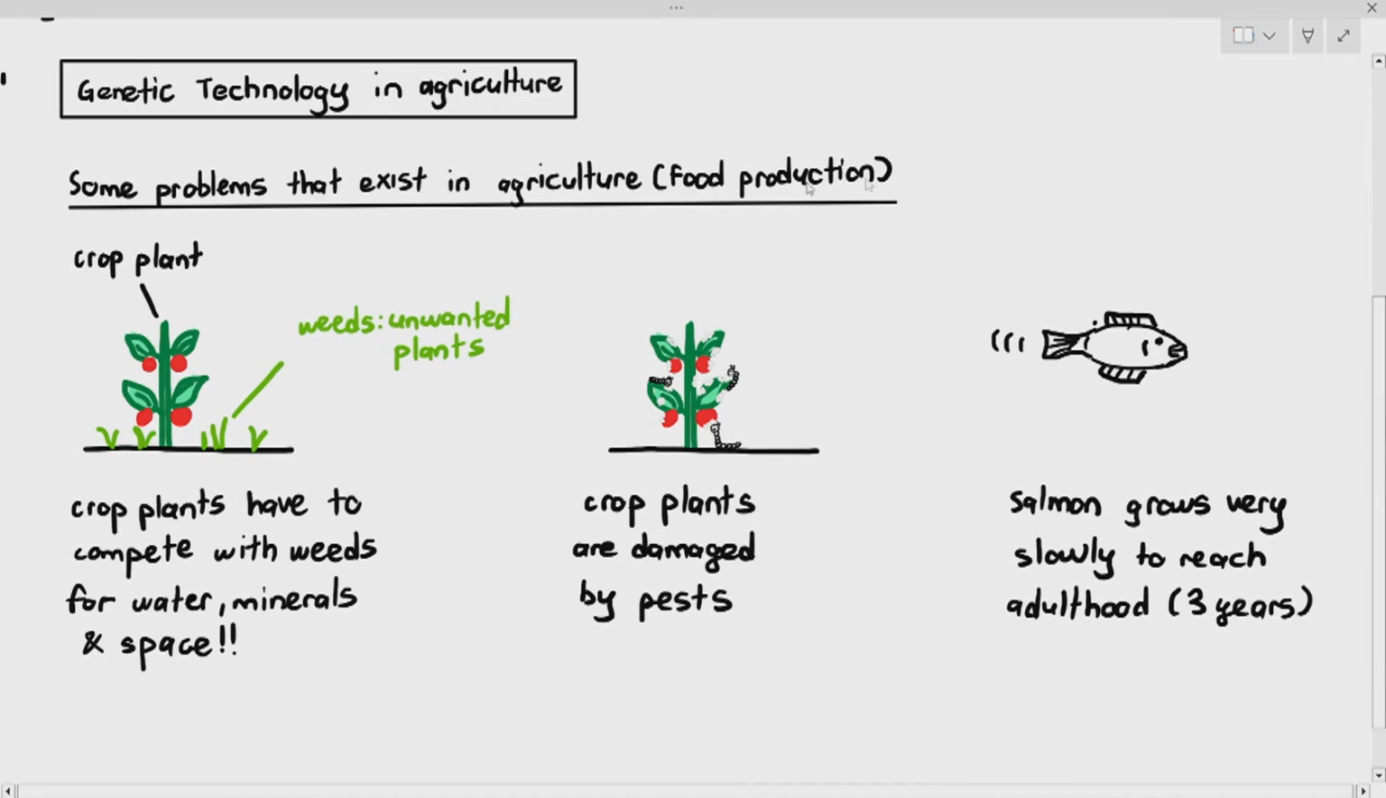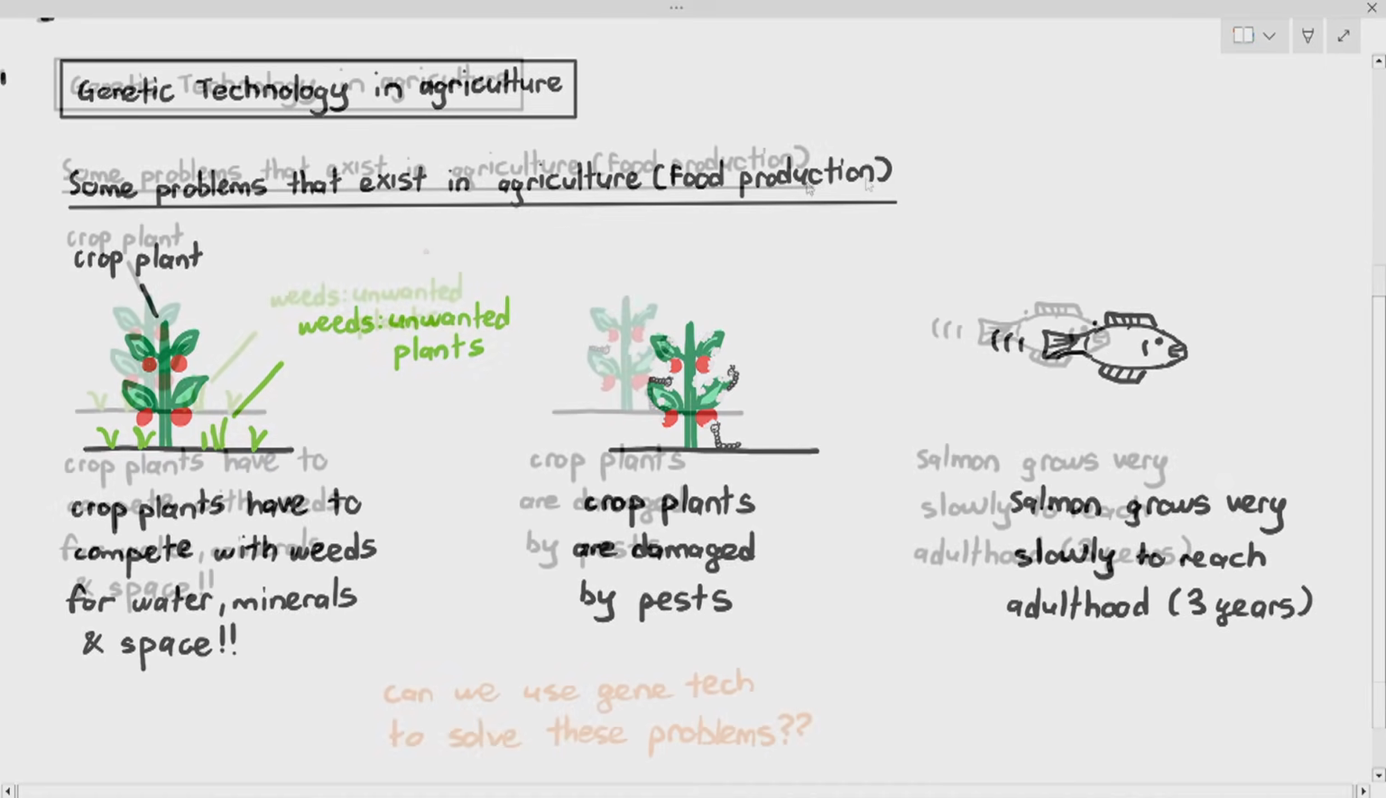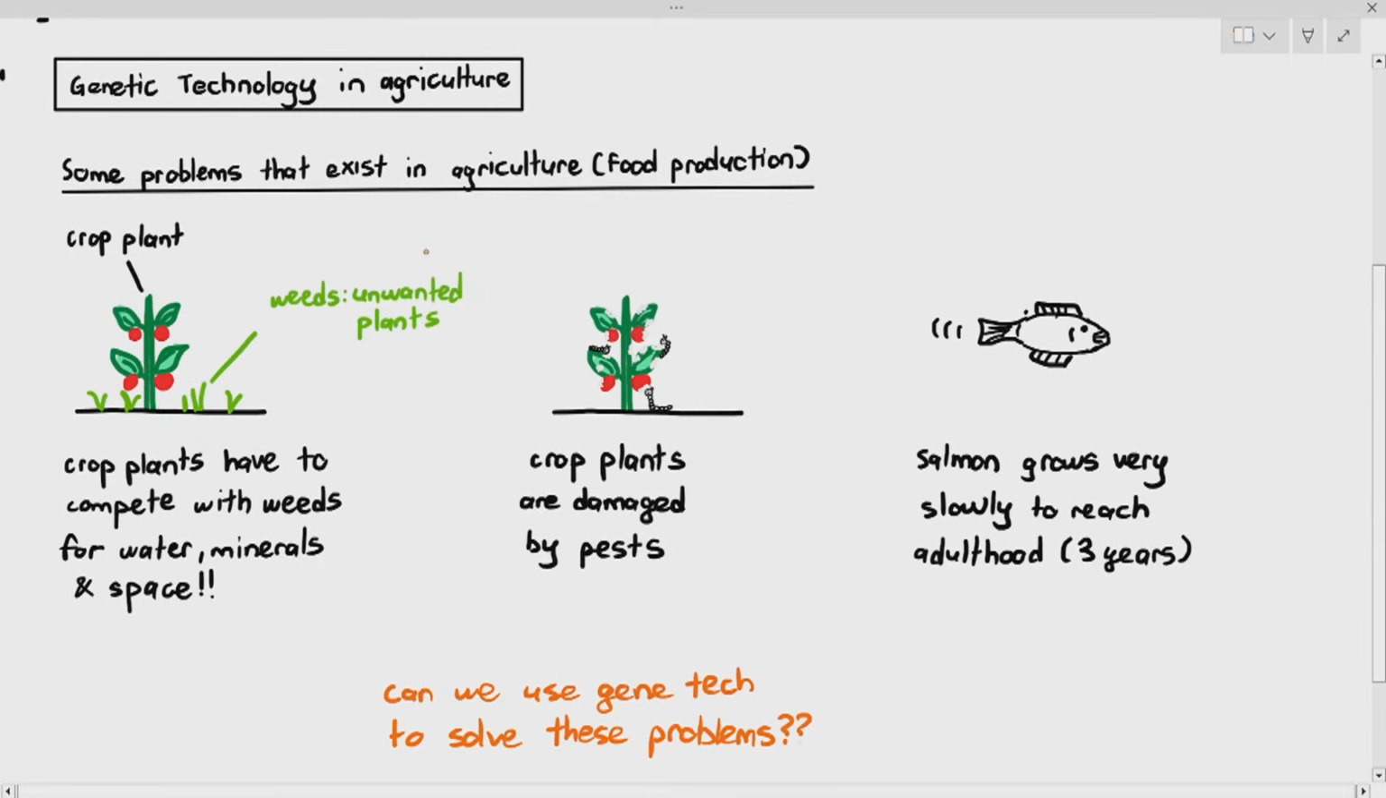Of course, these are not the only problems that exist in agriculture, food production, but these are the three that you have to focus on in the Cambridge A-level exams. So the question here is, can we use genetic technology to solve these problems? And the answer is obviously yes, we can. So the first thing that we have to know is, how can we use genetic technology to solve the problem with the plants competing with the weeds?